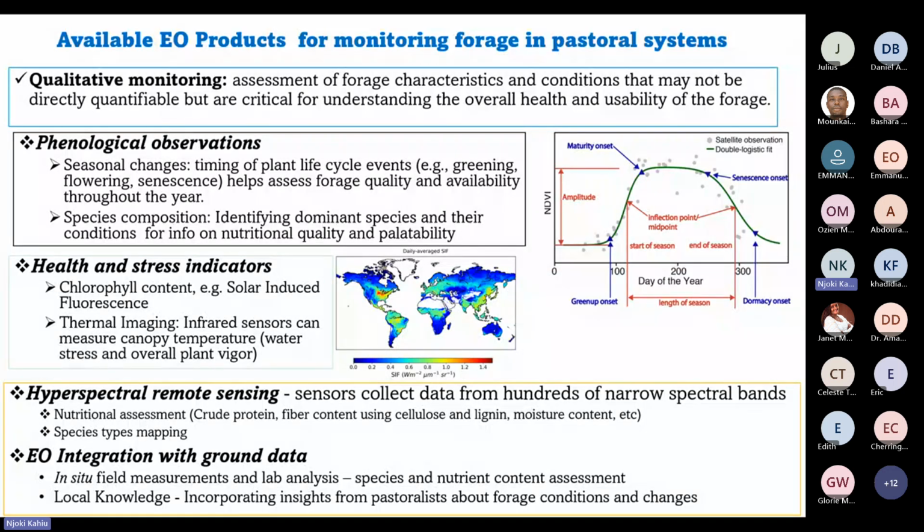I think Julius might talk about some of the work that he did for the whole of Africa that could be helpful, but also partly in West Africa, on dry biomass mapping, species types and mapping, and also integration of other observation data with ground data. In situ measurements are always key, whether for validation or for training the models that we use for different applications.